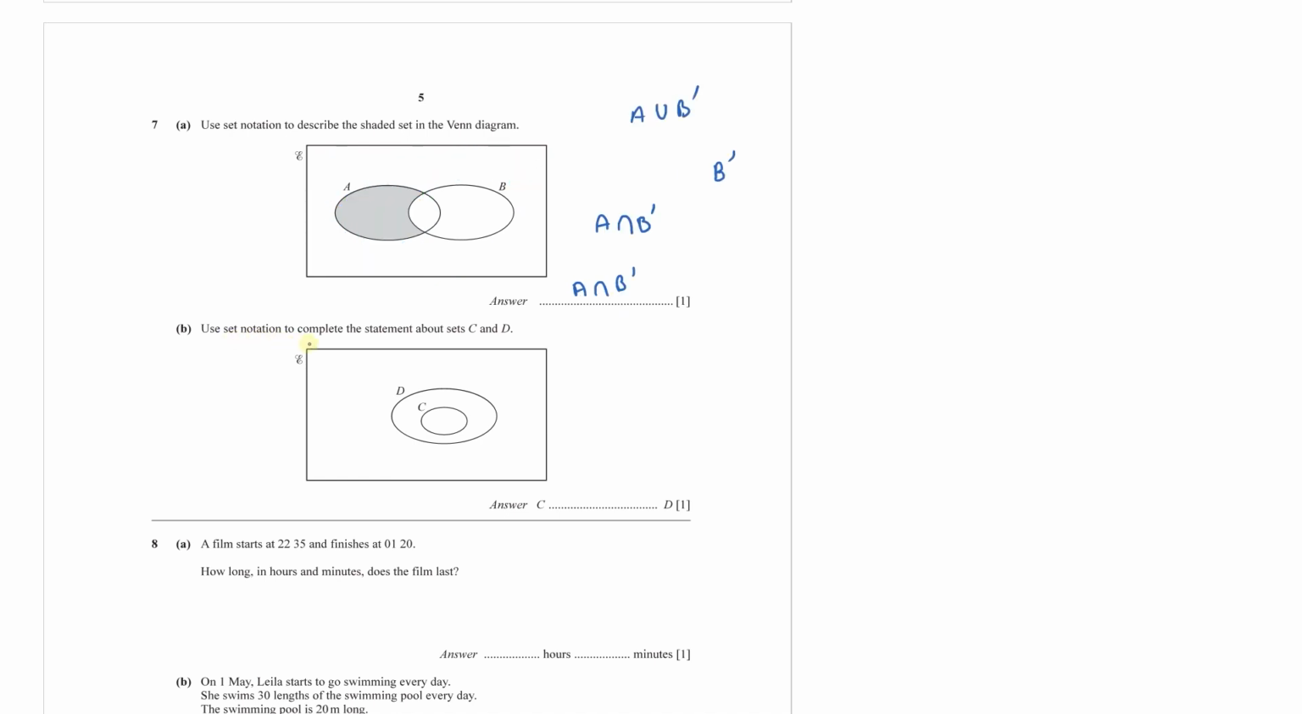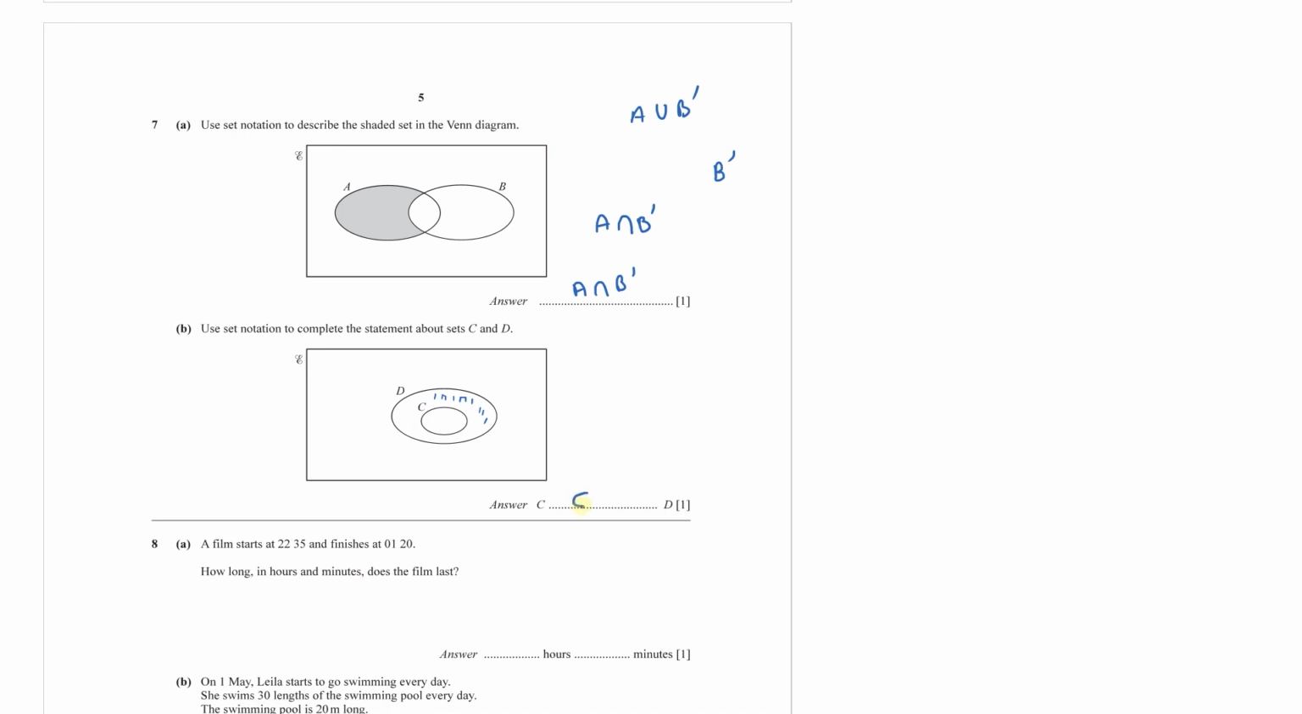Use set notation to complete the statement about sets C and D. So C is a subset of D. And as you can see, there are some values in this region that are part of D which are not part of C. So C is actually a proper subset of D.